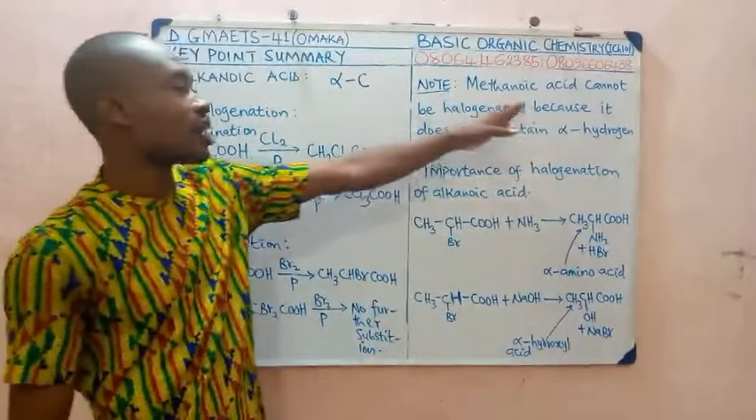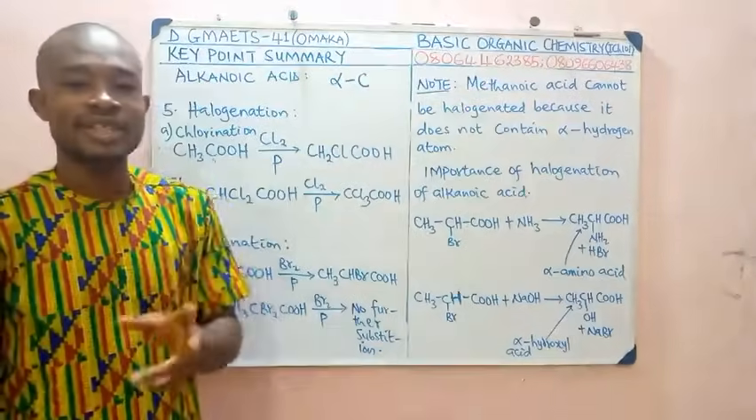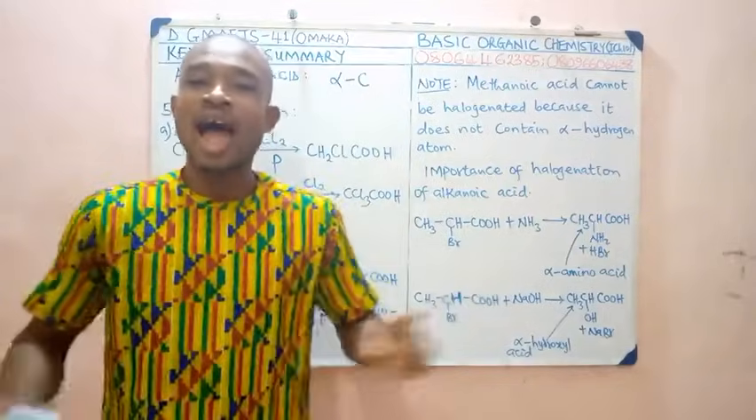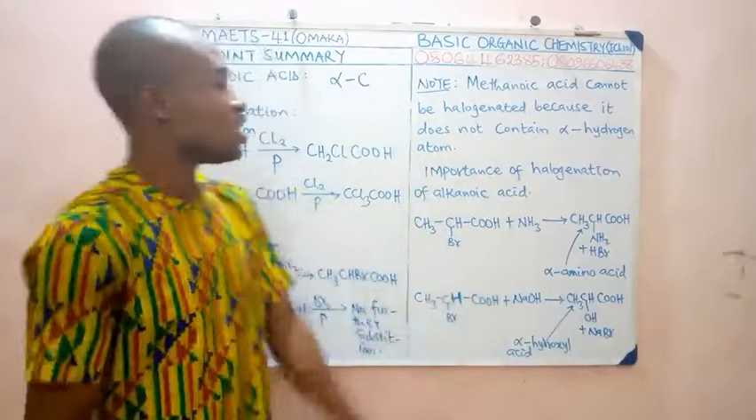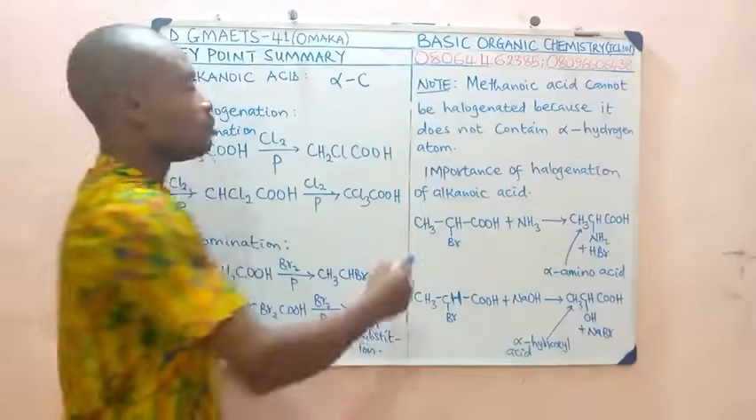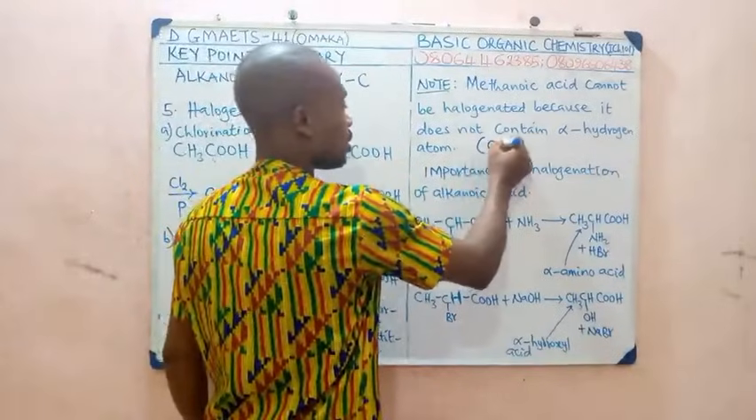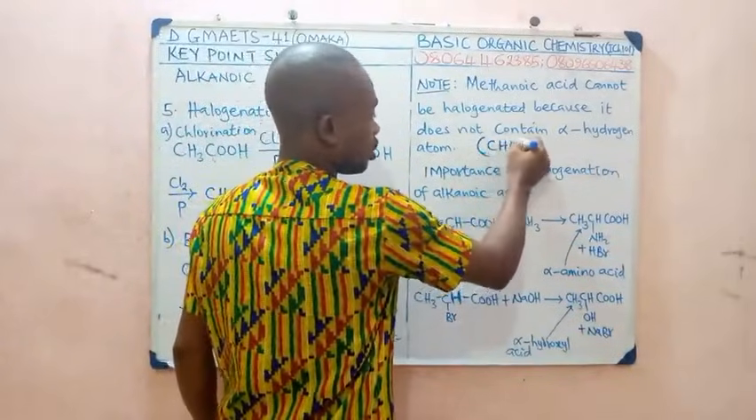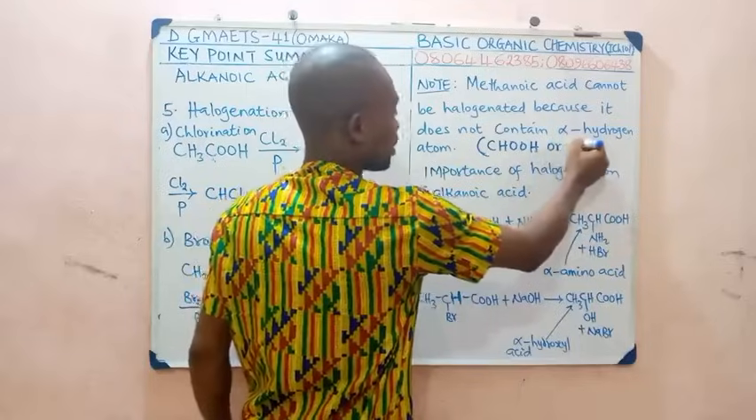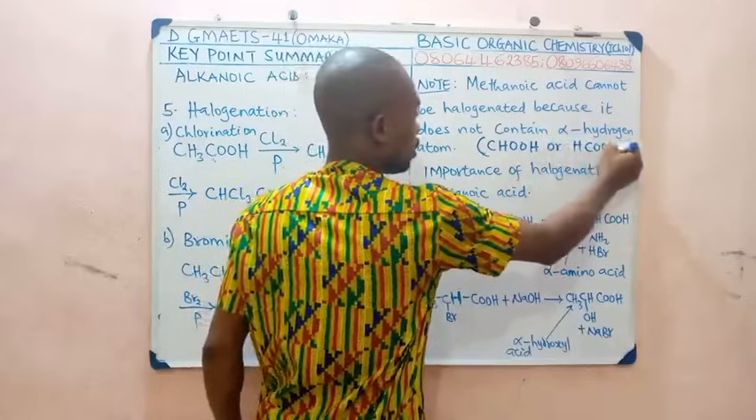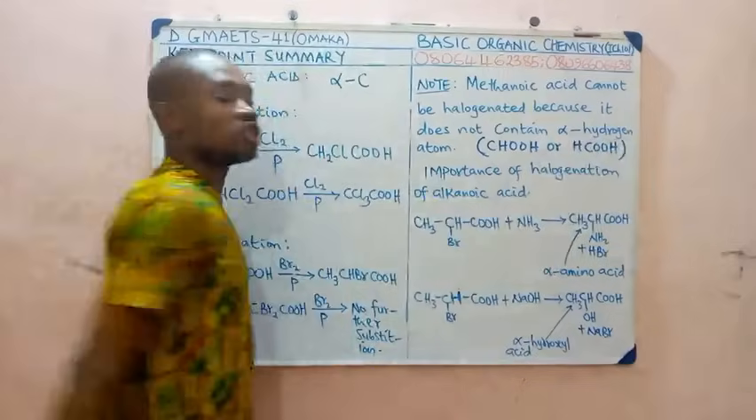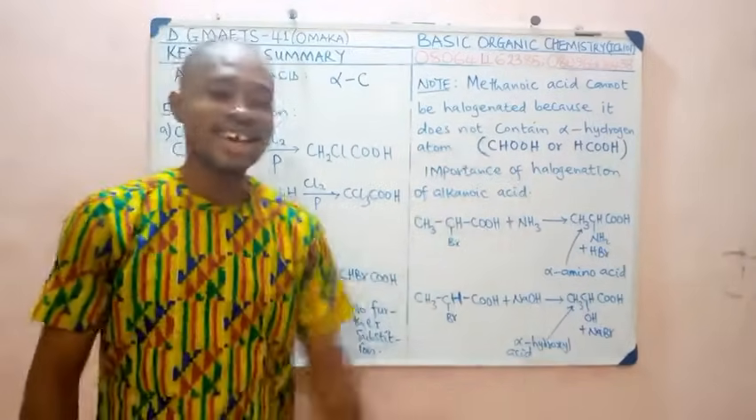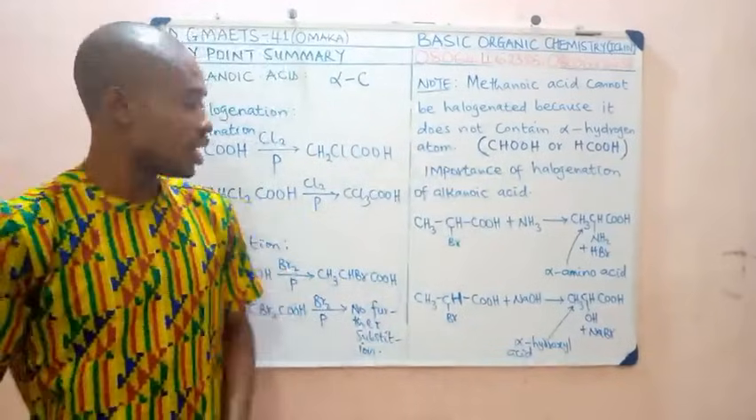Please take note, methanoic acid cannot be halogenated. The reason for that is because methanoic acid does not have anything called alpha carbon. Hence, there is no alpha hydrogen there. Methanoic acid is this, CHOOH, or you can write it as HCOOH. Only the carbon of the functional group, no alpha carbon, no alpha hydrogen. That is why it cannot be halogenated.